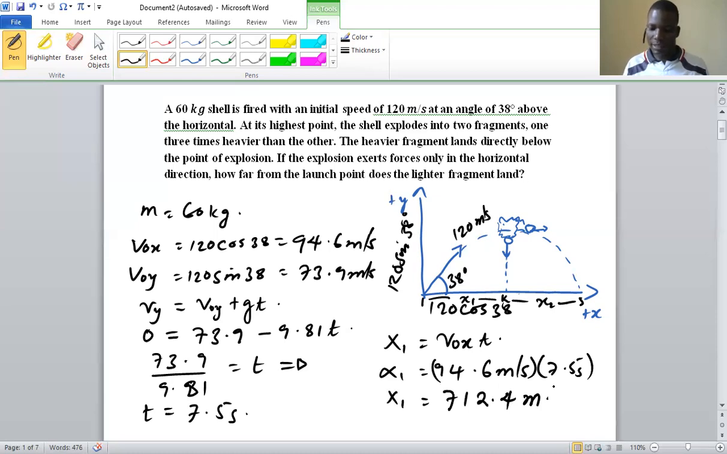Now after the explosion, what was this distance? How do we get to that? We can first calculate this height, and then calculate the time that this lighter fragment spent in the air. Allow me to erase something here.